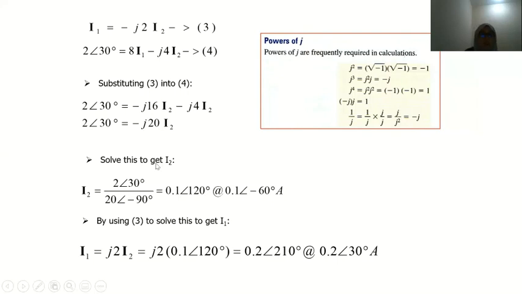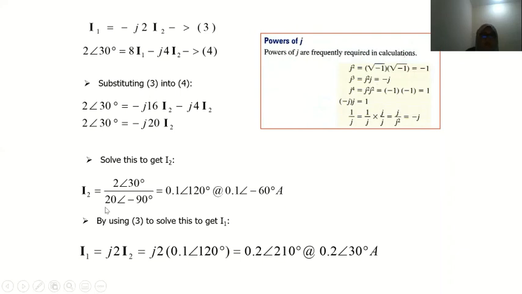From this substitution, you can solve to get your I2 value. So I2 is equivalent to 0.1 with 120 degree, which is also equivalent to 0.1 with minus 60 degree ampere.